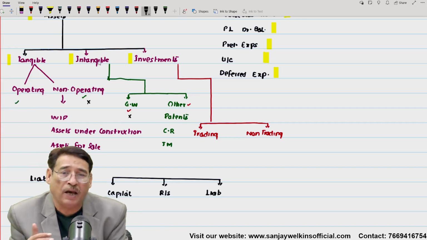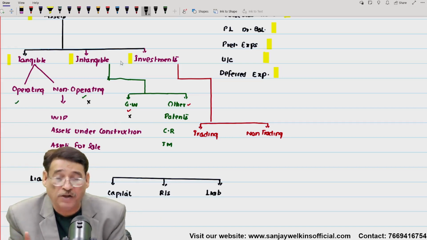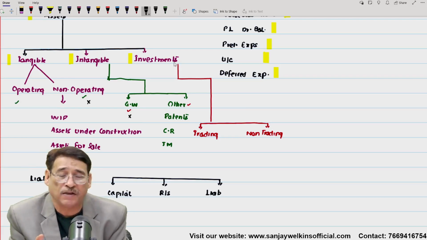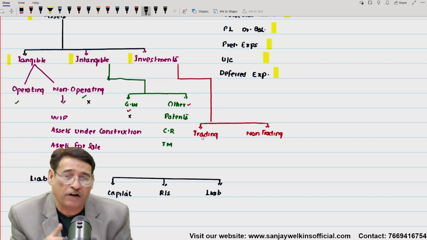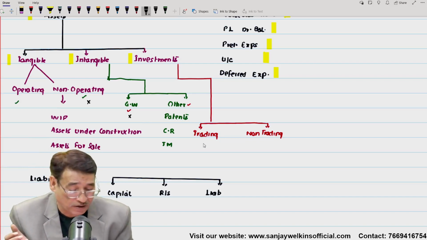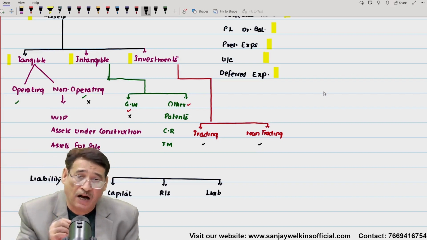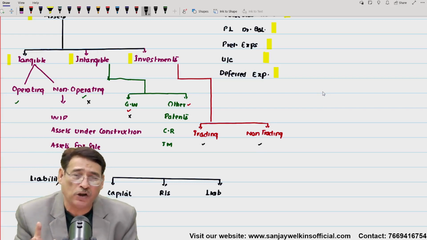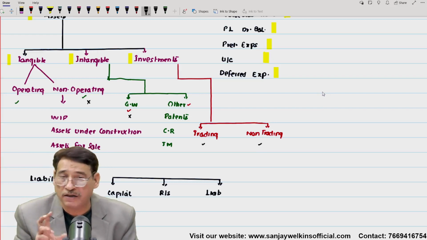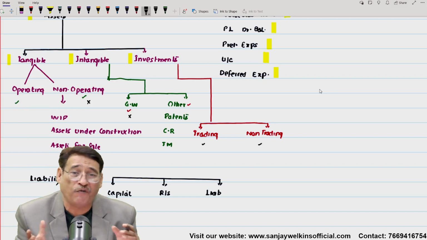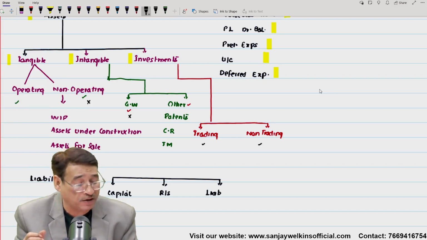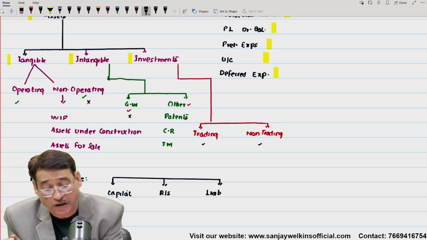And as I told you, assets can be divided into tangible, intangible, and investment. And this is the biggest and most significant point here. We must know, at least after having reached this level, that investments are of two types, trading and non-trading. And especially to solve the question of goodwill in a standard manner, you need to be very deft. Deft means you need to be very well equipped in classifying whether the investments are trading or non-trading. How will you do that? Let me explain it.